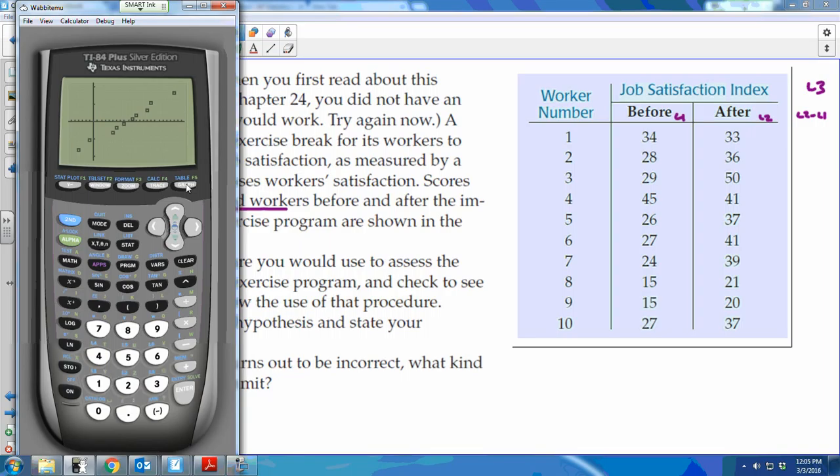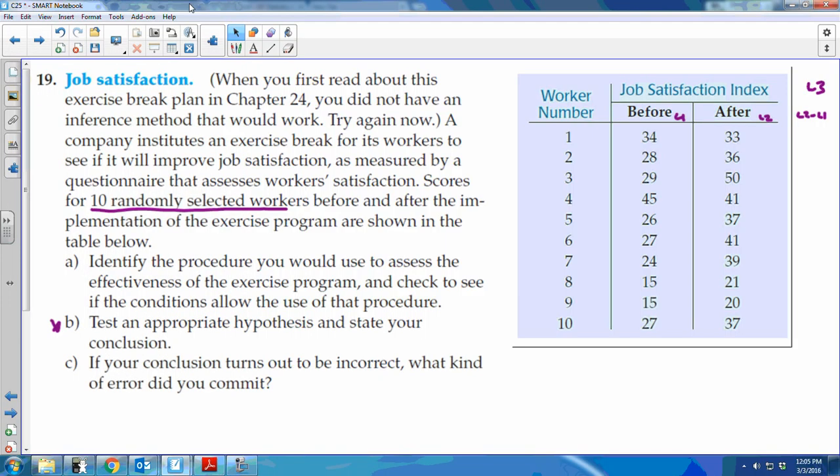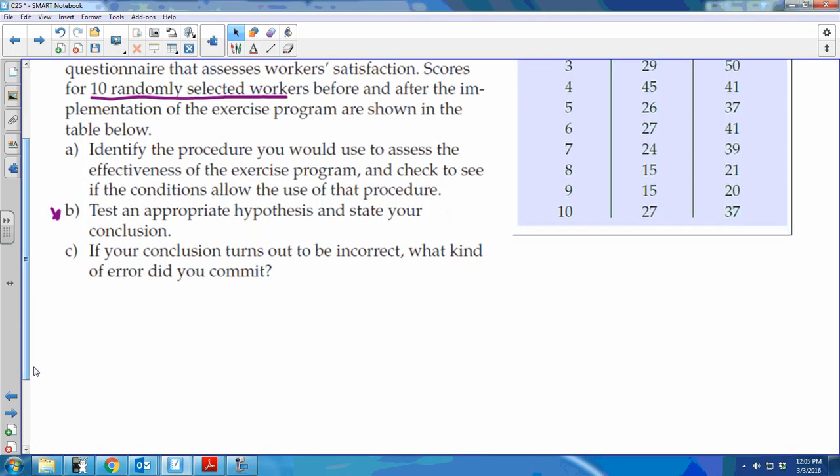So because the conditions have been met, we can perform what kind of test? Paired t-test. All right. So B says to actually test the hypothesis and state your conclusion. So we need to write some hypotheses. We're talking about the mean of after minus before. And if we didn't think it helped at all, then the change would be 0, right? They would score the same thing both times.